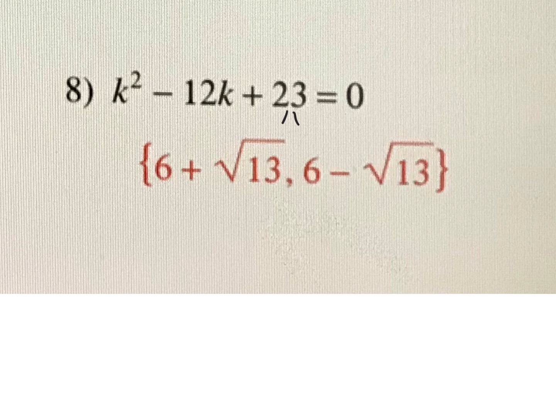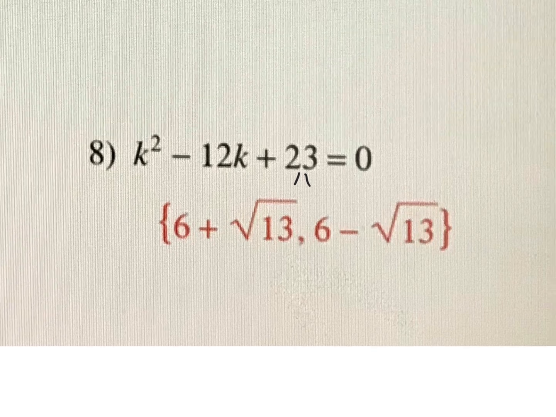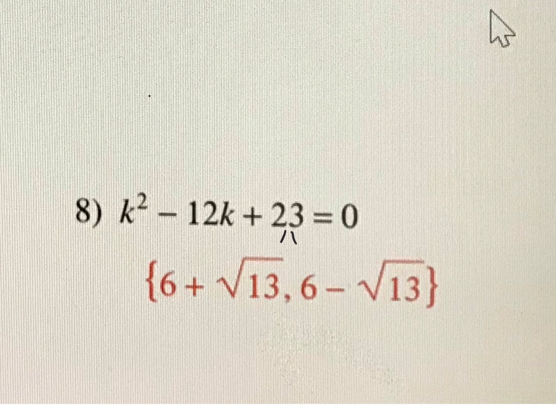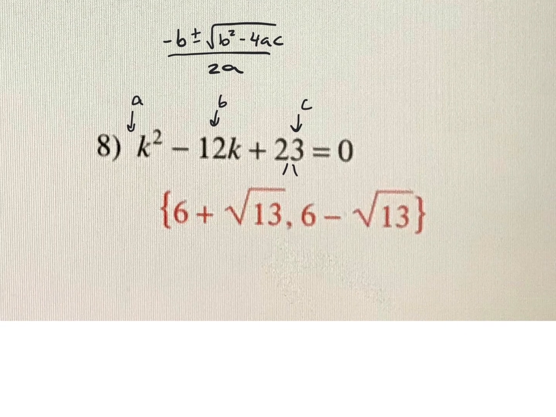23 is prime, so we don't have 2 numbers that multiply to 23 other than 23 and 1. So we can't factor it that way. So we're going to have to use the quadratic formula to solve. So a little review. Our quadratic formula is negative b plus or minus the square root of b squared minus 4ac over 2a. So the coefficient in front of our x squared term is our a. Next coefficient is our b. The constant is our c. So we just want to plug in all of those into our formula.